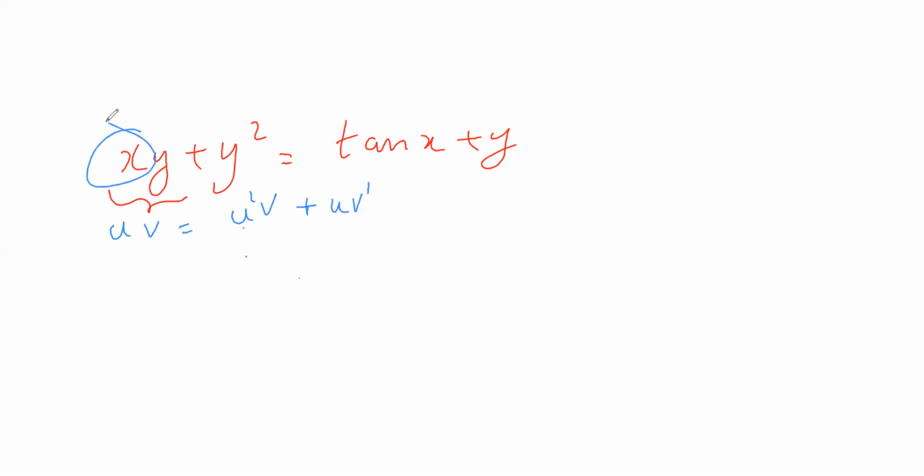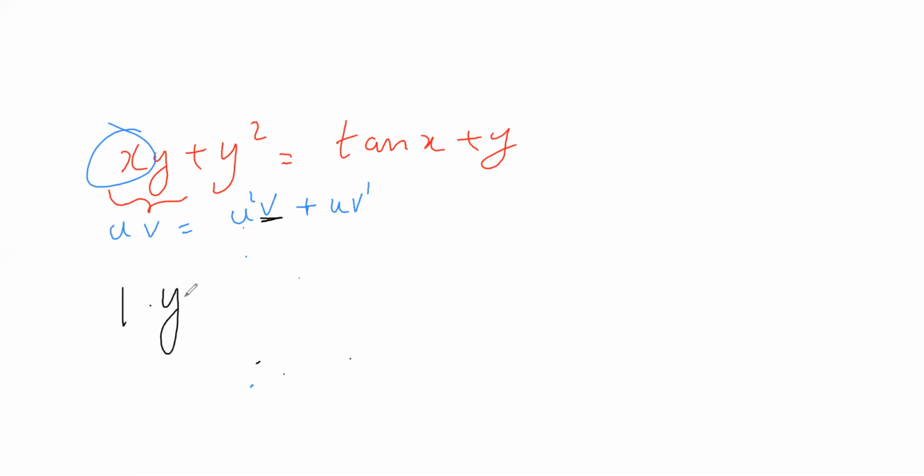xy plus y square is equal to tan(x plus y). And your doubt was you don't know how to do this xy. Am I correct? Perfect. So this is using the UV rule: u dash v plus u v dash. u dash: what is the differentiation of x? The differentiation of x is 1 itself. We keep it like that.